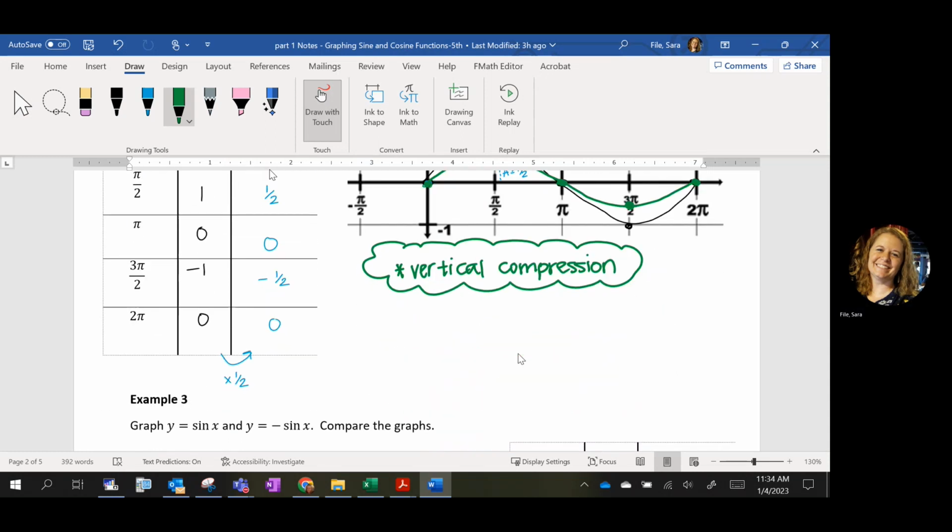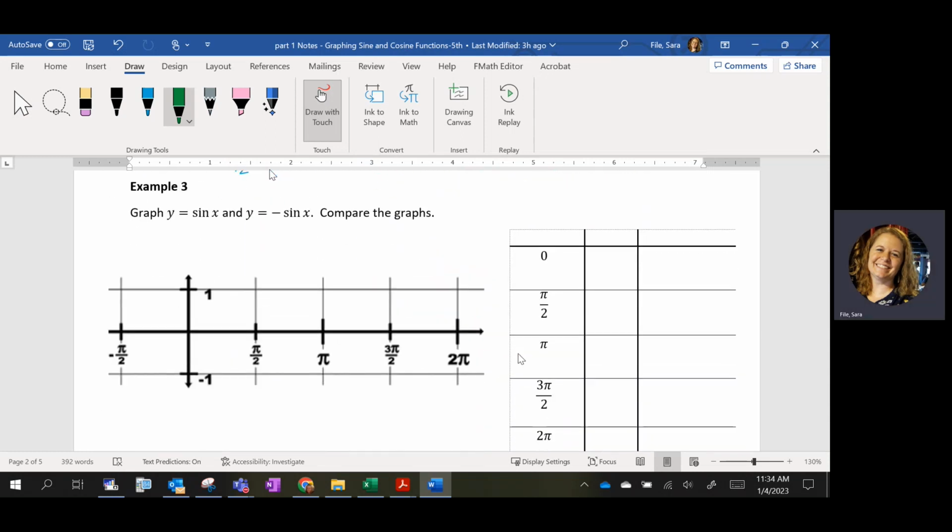Okay. One last thing that your a value can do to your graph. What is my a value here? -1. So my amplitude is what?